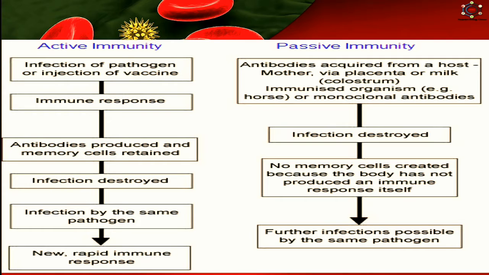While in case of passive immunity, antibodies are acquired from the host mother via placenta or milk, that is colostrum, or from an immunized organism, for example a horse, or monoclonal antibodies. Then the infection is destroyed, but no memory cells are created because the body has not produced an immune response itself. So further infection is possible by the same pathogen. So in active immunity, a rapid immune response occurs, while in passive immunity, further infection by the same pathogen is possible.